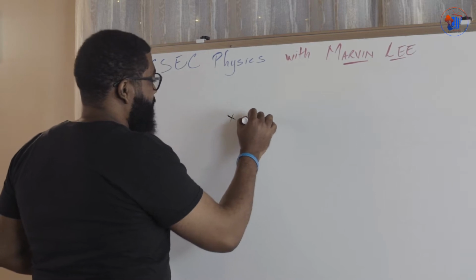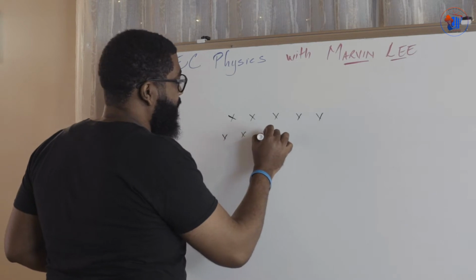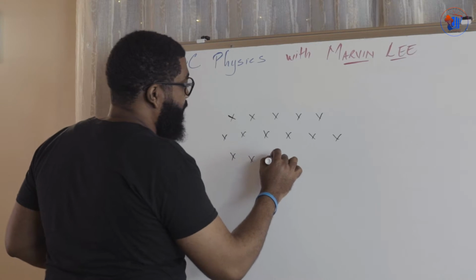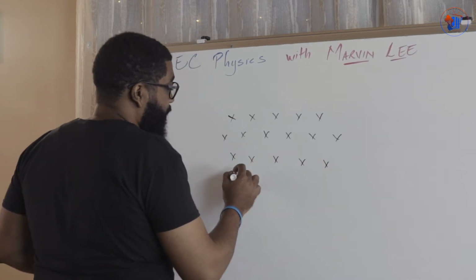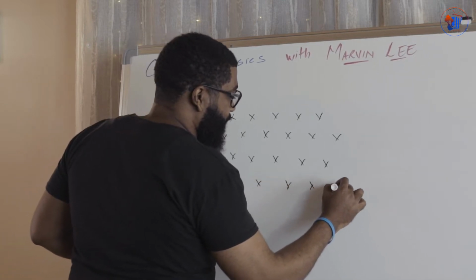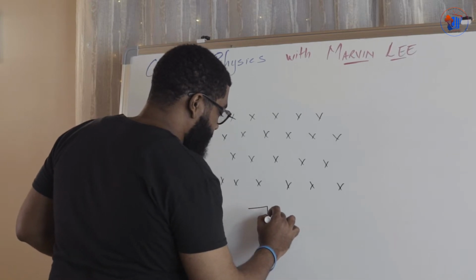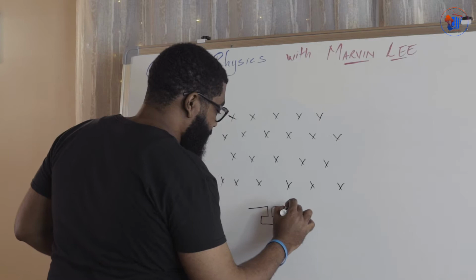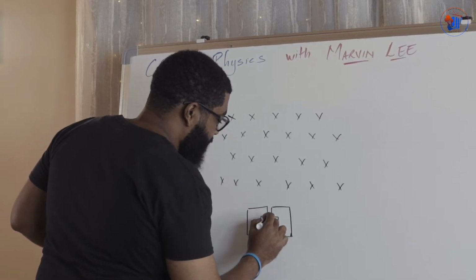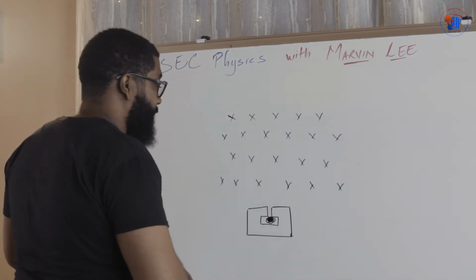Now, these X's are drawn to indicate the magnetic field is traveling into the board or the page or the paper. Okay, they're traveling into the board, away from the viewer or away from you. And the radioactive source is put at the bottom here. And they want you to indicate by drawing lines what the paths of alpha, beta, and gamma will be.